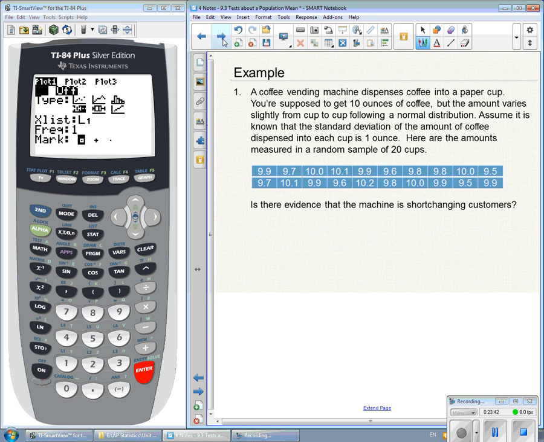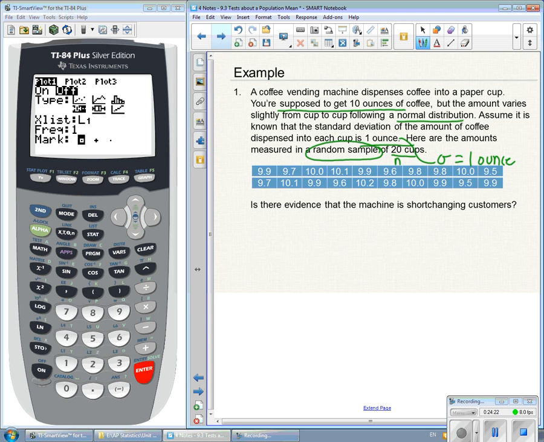In number 1, it says a coffee vending machine dispenses coffee into paper cups. You're supposed to get 10 ounces of coffee, but the amount varies slightly from cup to cup following a normal distribution. So that's important, right? Normal distribution, we're supposed to get 10 ounces of coffee. Assume it's known that the standard deviation of the amount of coffee dispensed into each cup is 1 ounce. Since that's referring to the population, I know that's sigma. That's going to be important because it's going to help me determine what kind of test I'm going to do. It says here are the amounts measured in a random sample of 20 cups. So that 20 cups, that's going to be our n, and it's important that we have our random sample because that's going to go with our conditions.